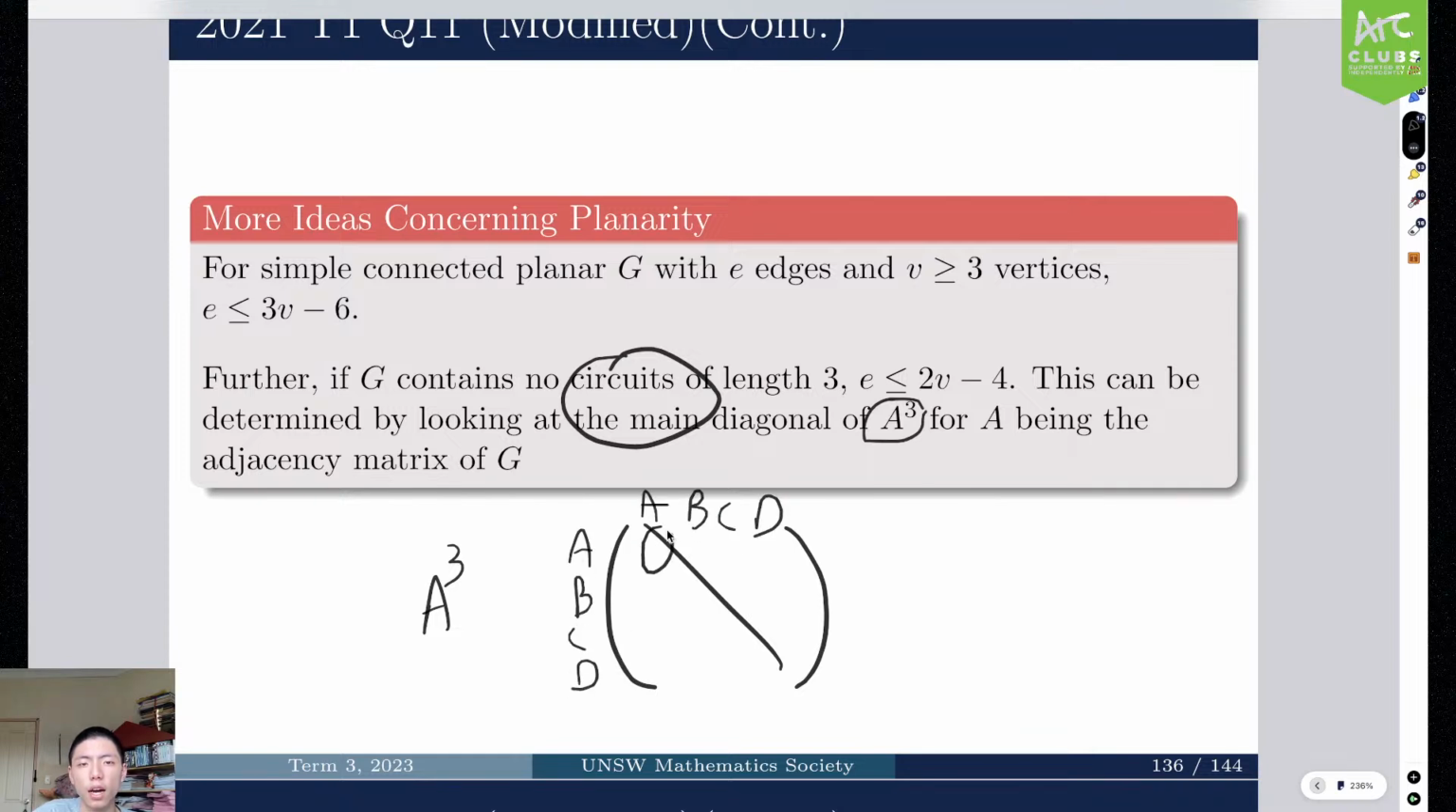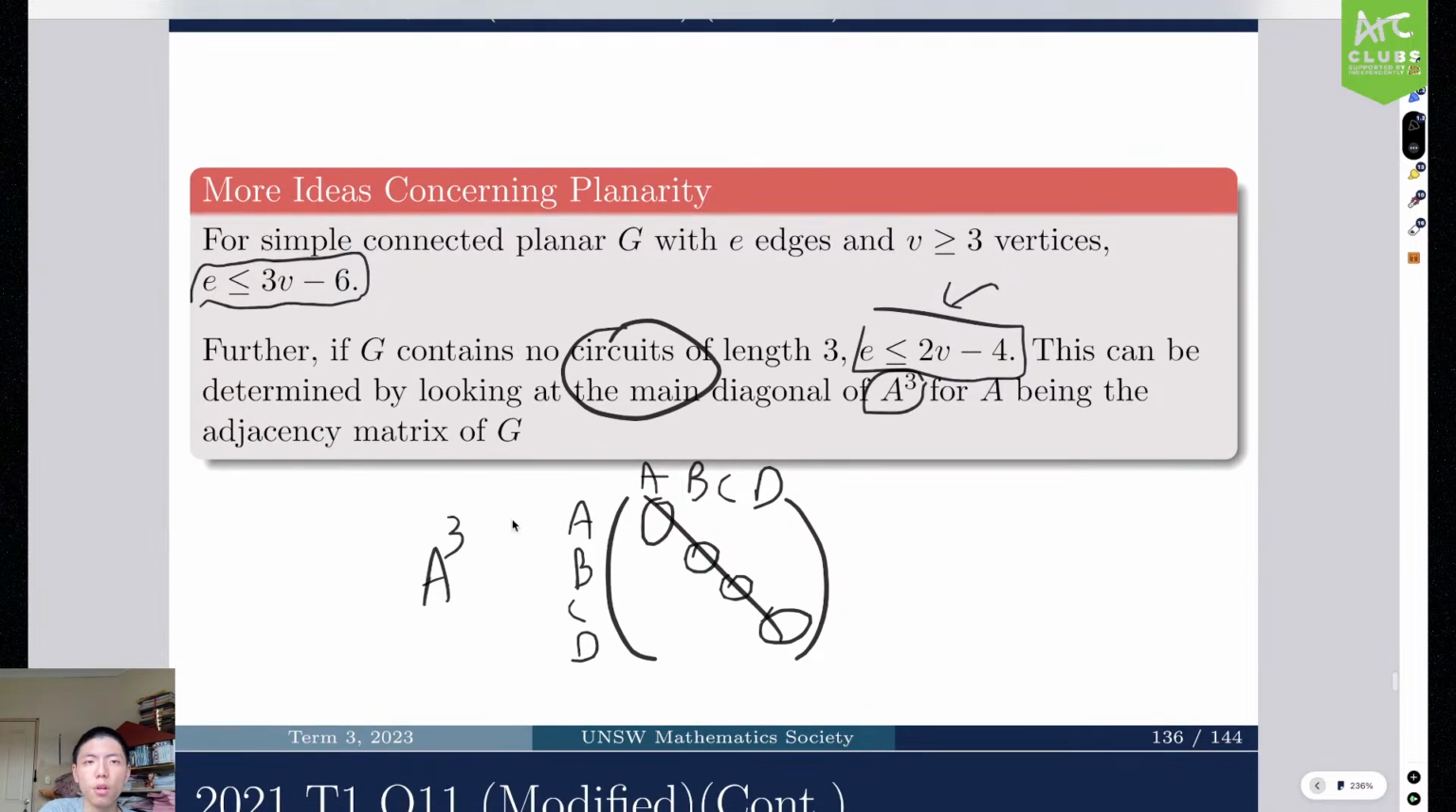So if we look at the diagonals and we see that there are no circuits of length 3, then we can use this property. Otherwise, it is only able to use this property because this is a specific subset of the inequality at the top. So just remember, you can use the second inequality if it contains no circuits of length 3.